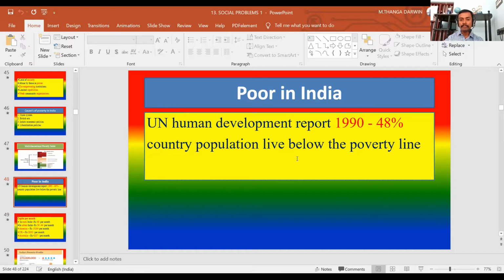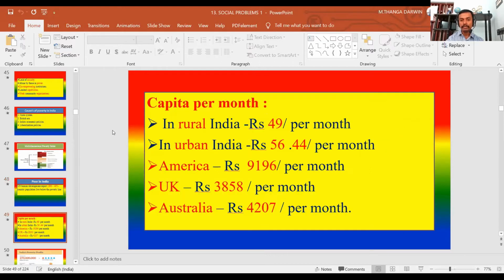To explain about poverty: according to the UN Human Development Report, in 1990, 48% of India's population was living under the poverty line. Nowadays poverty in India is reducing. The next topic is how to measure poverty. Per capita income per month means how much money a person earns in a month. In rural India, 49 rupees.